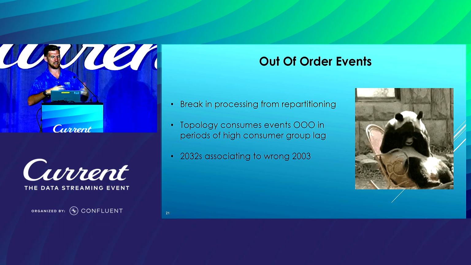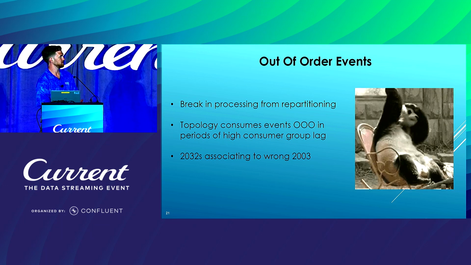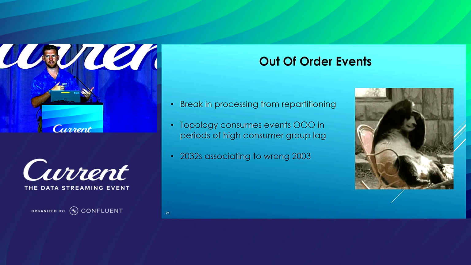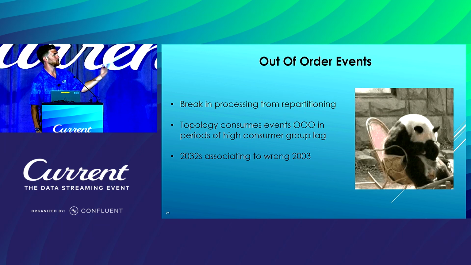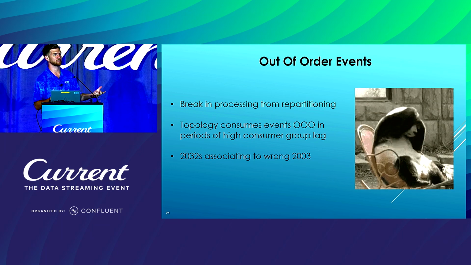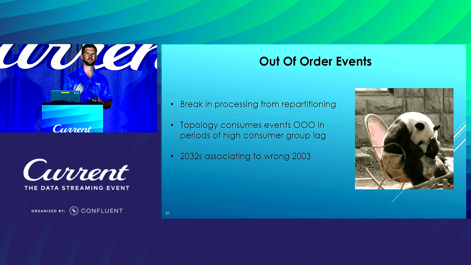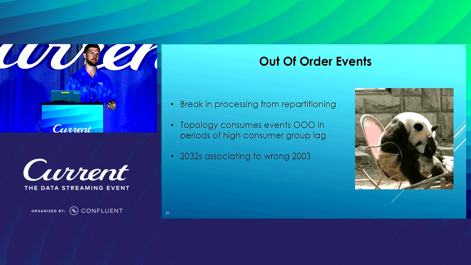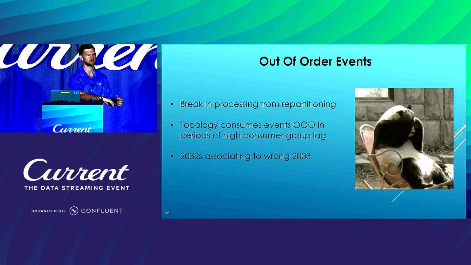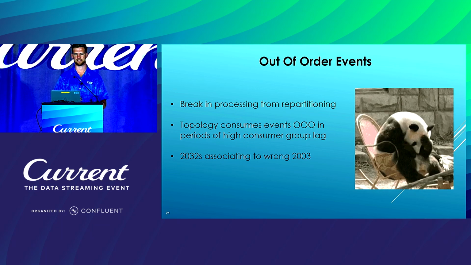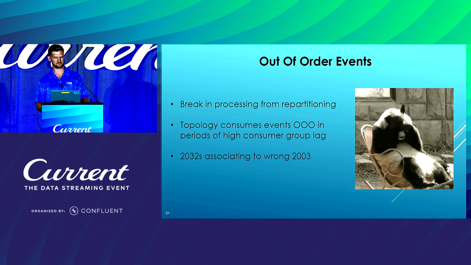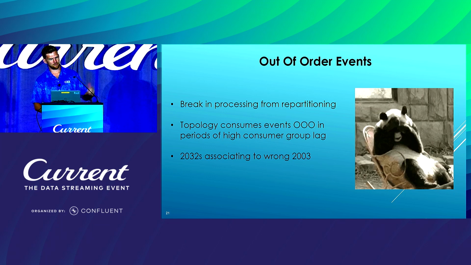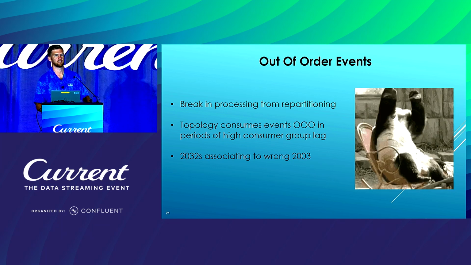And when you have lots of data backed up on your input queues, Kafka Streams struggles to consume them in the right order. And what ultimately ended up happening was we got 2032s leveraging the wrong 2003 to establish the train ID. So then you'd have your locomotive consist, your 2032s, associating its entire payload to the wrong train. And it's not great. But fortunately, it's only an issue during periods of high consumer group lag, so it's an edge case.